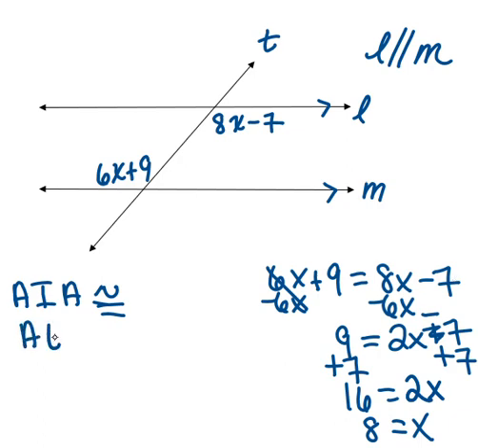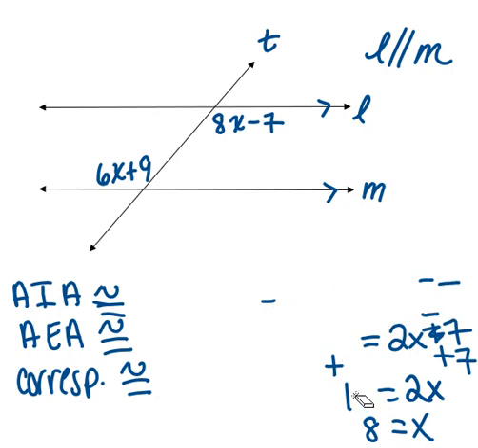If I had alternate exterior angles, they would also be congruent. If I had corresponding, they would also be congruent as well. So those three angle pairs, the alternate interior, alternate exterior, and my corresponding would all be congruent.